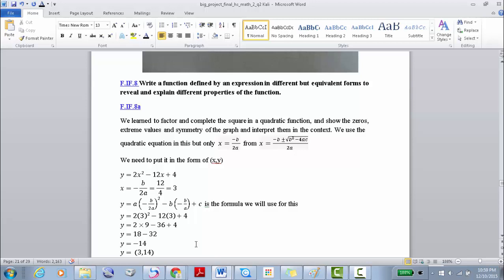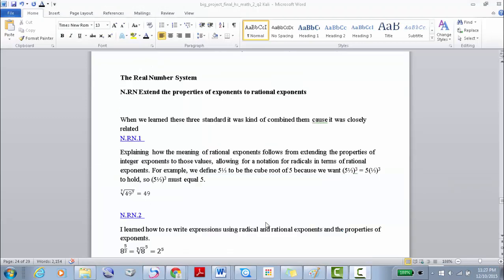So the answer will be y equals negative 14. So the coordinates will be 3 and negative 14, because x over here, when we found it, it's 3, and y over here, when we found it, it's negative 14. X will be 3 and y will be negative 14.